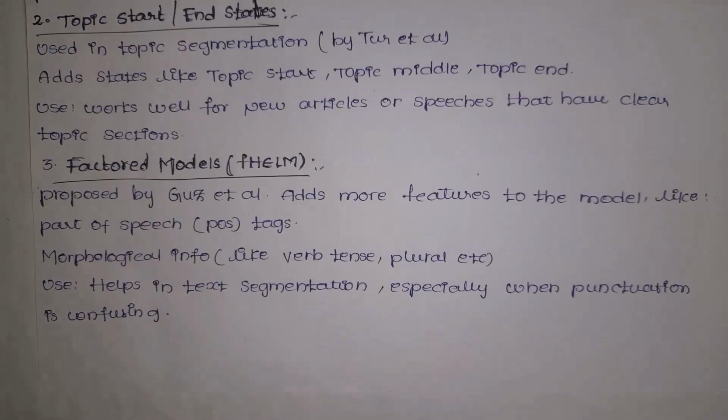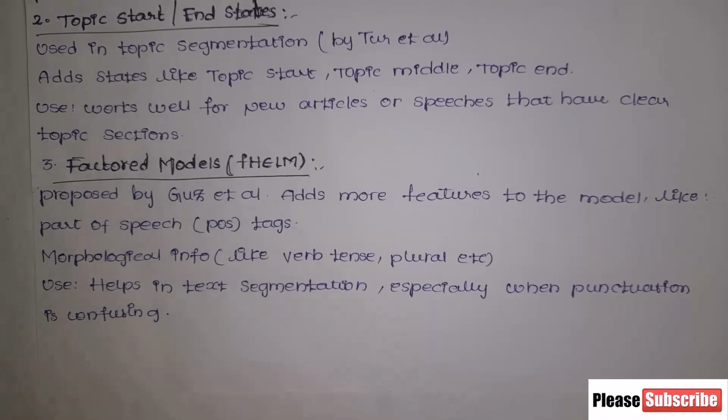And the third one is factored models. This extension is proposed by Shriberg et al. This model will add more features like parts of speech, like what is a noun, pronoun, verb, adjective, etc. for each and every word in a sentence. And this model can also find morphological information. And this model is used in text segmentation, in cases where punctuation marks are confusing, like we don't know where to place a full stop, where a comma comes, etc. In that situation, we can use factored models.